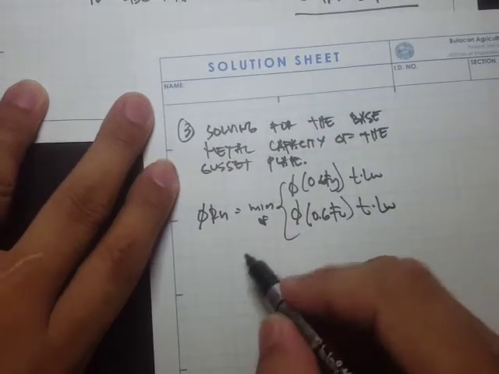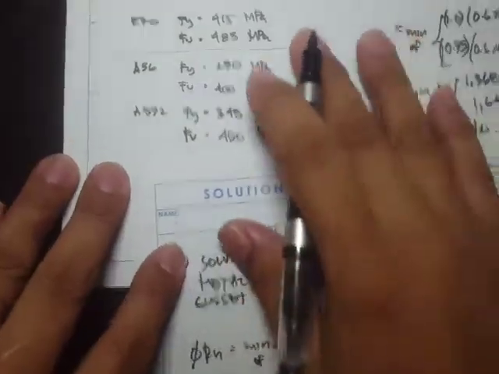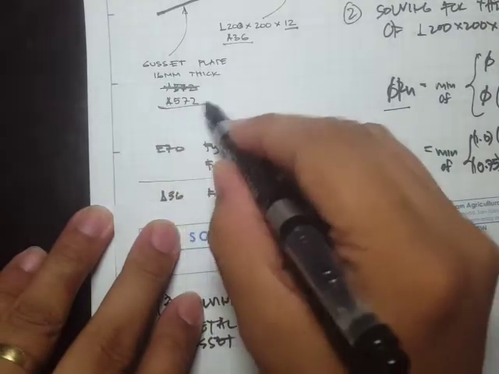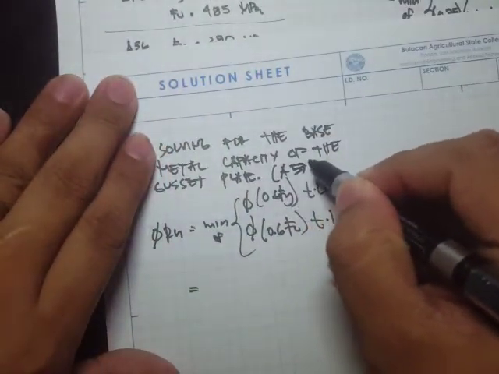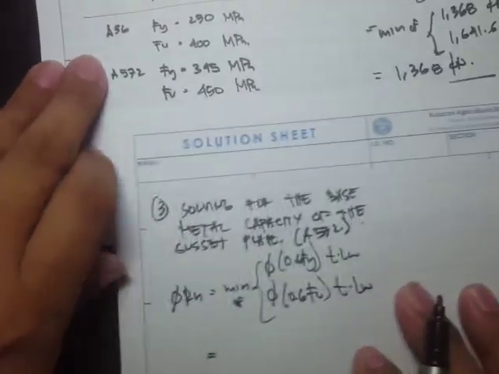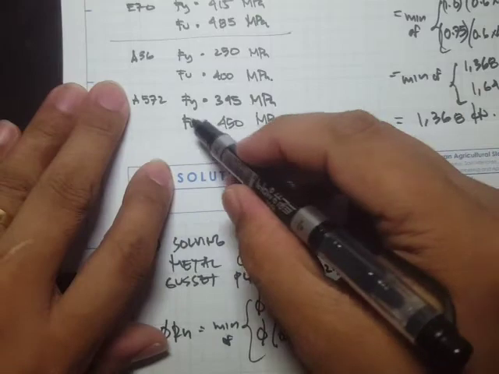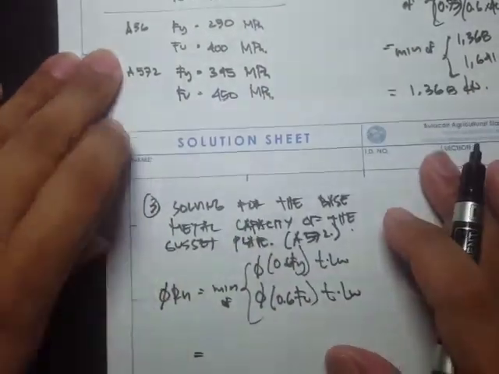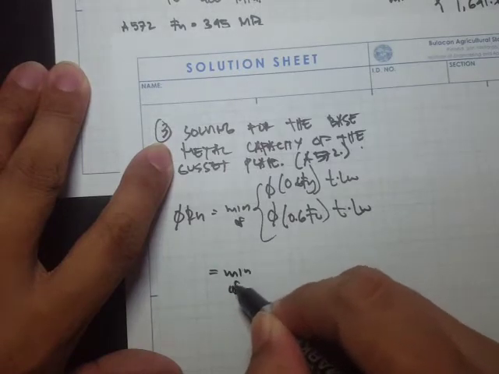Okay, and take note, since this is a gusset plate and we are given this type of steel, A572, then meaning that the Fy that we'll use is 345 and the tensile strength is 450. Okay, so now let's substitute all the values.